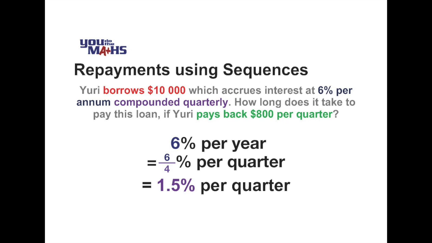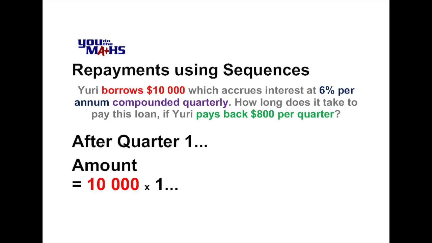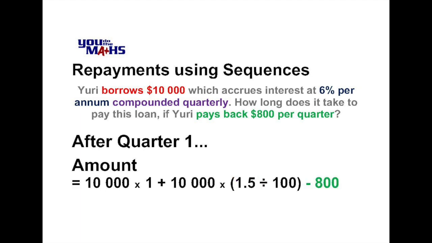Now let's have a look at how we work out what Yuri owes at the end of the first quarter. We know he's borrowed $10,000, so that's the base amount that he has to pay back. Also what happens is there's some extra interest that's being added. Again, that's kind of like the price that Yuri has to pay for borrowing this money. We work out the percentage by going 1.5 divided by 100 because a percentage is out of 100, and we multiply that figure by 10,000. So that's the extra payment. But also Yuri is paying back $800. So what that means is that's being subtracted from the loan. So every quarter he pays back $800, and the way we show that in our calculation is by putting minus 800 at the end of that expression.